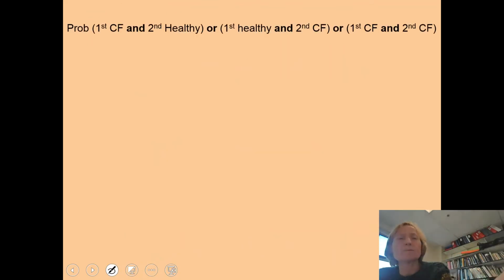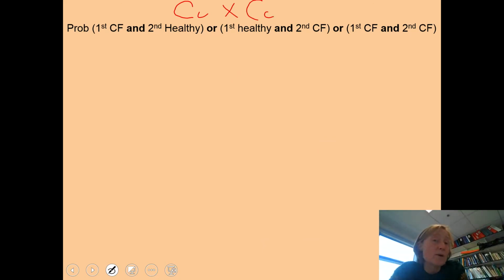Okay, remember we're dealing with Dan and Cindy, who are heterozygotes for cystic fibrosis. And we ask, hey, if they have 2 children, what's the probability that at least one of them has cystic fibrosis? I think to myself, there are 3 different ways to get this situation to happen. First, the first child could have cystic fibrosis and the second child be healthy. Or the first child could be healthy and the second child could have cystic fibrosis. Or the first child and the second child could have cystic fibrosis. I think we need to solve this problem.